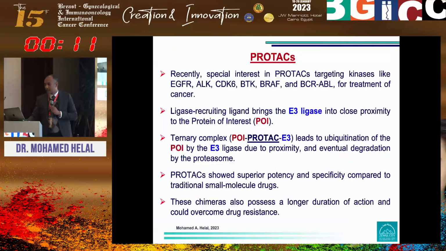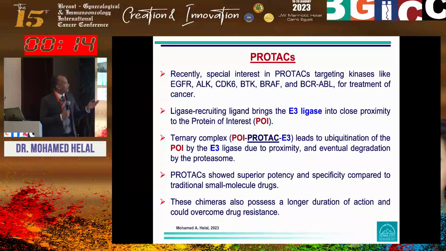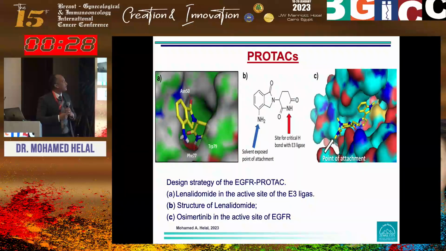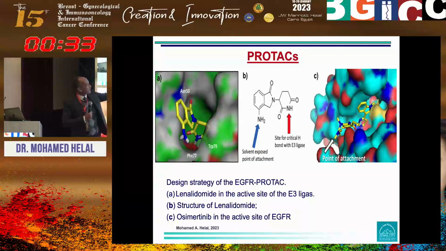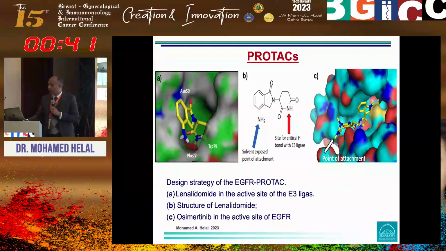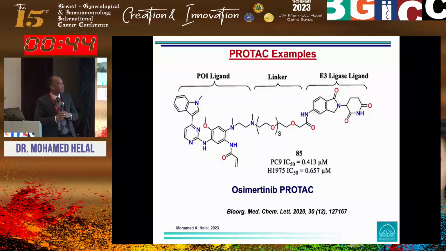And I'll skip this optoPROTAC. PROTACs showed superior potency and specificity compared to traditional small molecule drugs, and these chimeras also possess a longer duration of action and could overcome the drug resistance problem. This is the design strategy of EGFR PROTAC. This is osimertinib, and this is the ligand for E3 ligase, lenalidomide, and we install the linker on this NH2 and this N-methyl group of osimertinib. This is the first EGFR PROTAC, osimertinib PROTAC, with good potency, submicromolar potency against different cell lines.